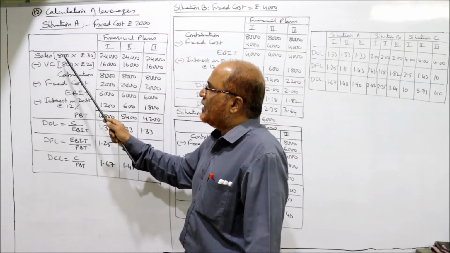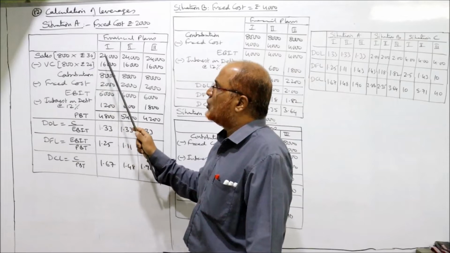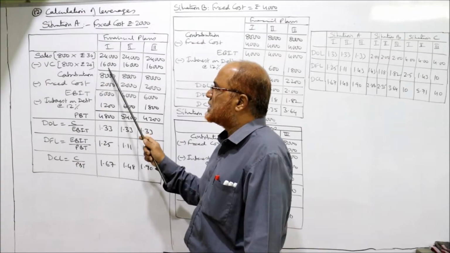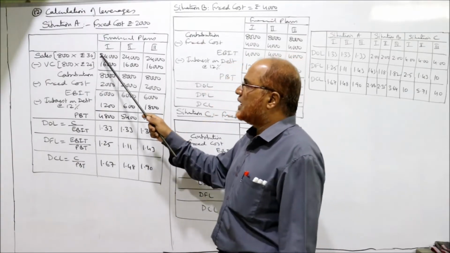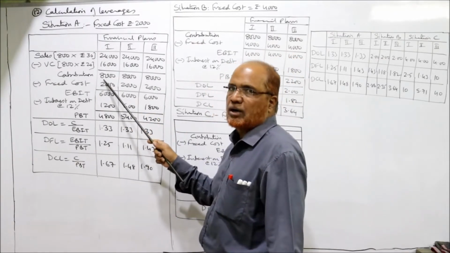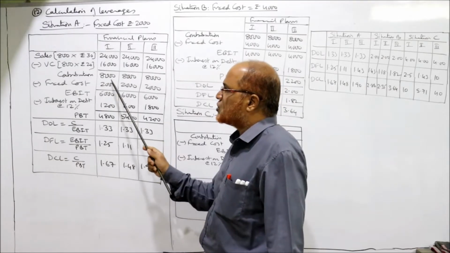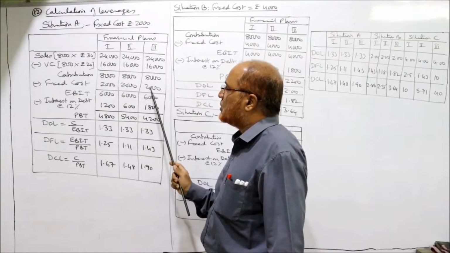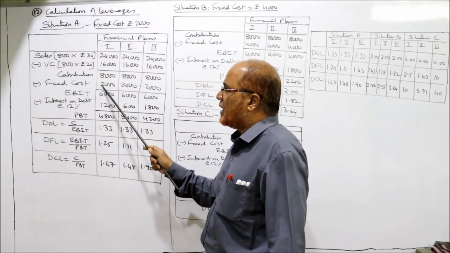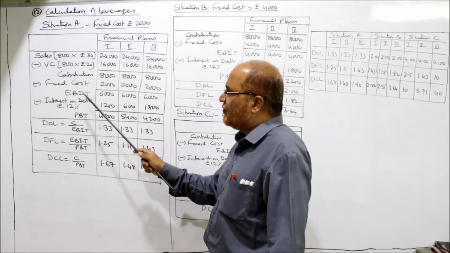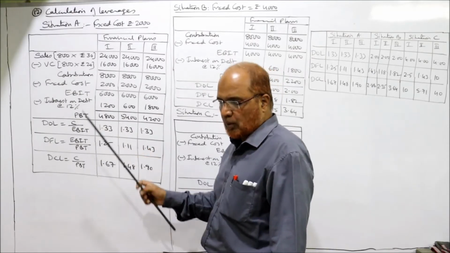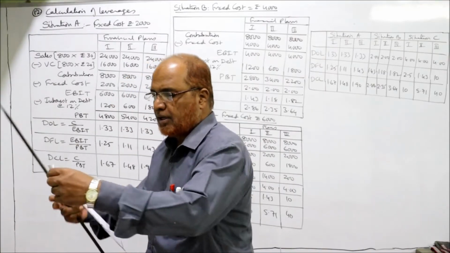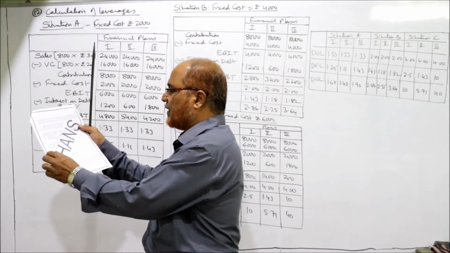Sales are given as 800 units at rupees 30, so 24,000 sales. Variable cost is 800 units into 20 rupees, 16,000 for all. Sales minus variable cost gives contribution, so 8,000 rupees contribution. Fixed cost is 2,000, so we subtract it: contribution minus fixed cost gives EBIT. From EBIT, interest on debt at 12%. In the problem, debt is given for three financial plans.